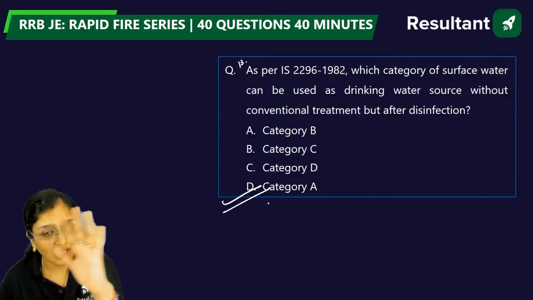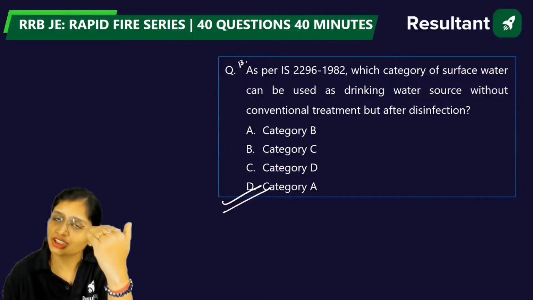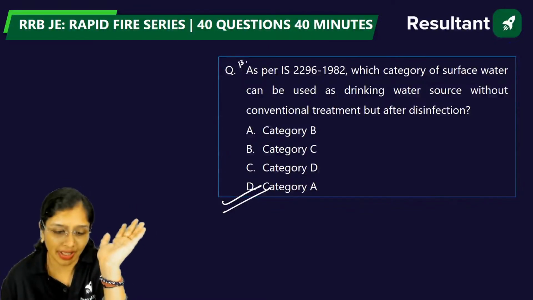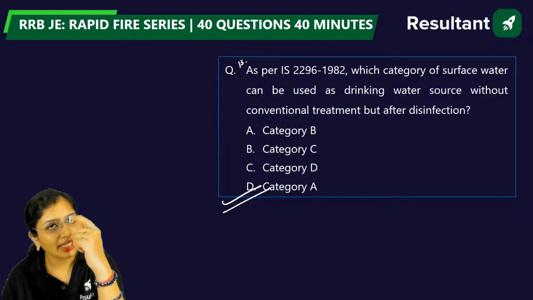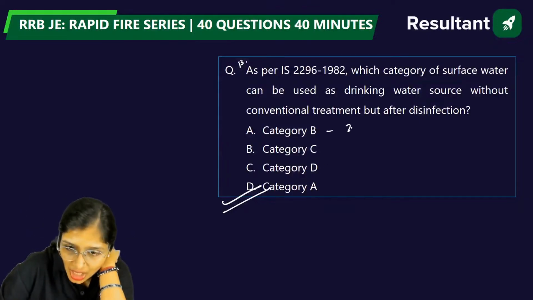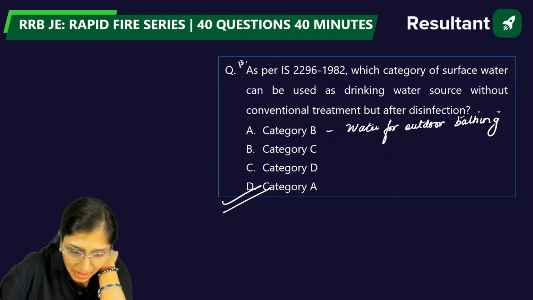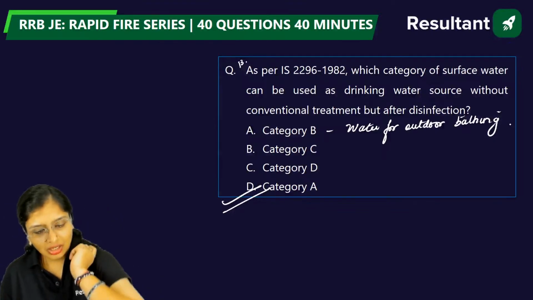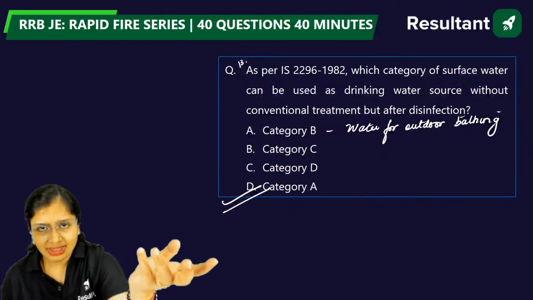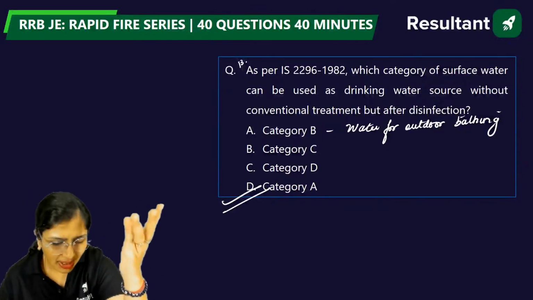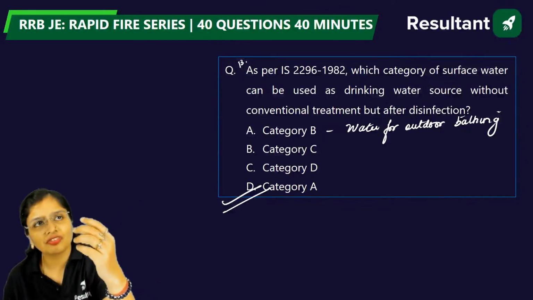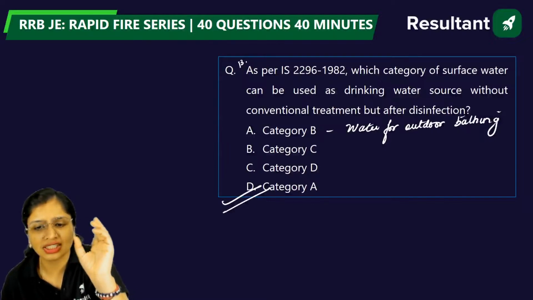So you don't have to do conventional treatment after disinfection. Just do disinfection and you can drink that water. Now, category B is water which is there for outdoor bathing. Now they can ask in match the following also. Bathing. Okay. Now category C, here you have to go for conventional treatment, and category D, this is for when fish culture and wildlife and all is there, that is category D.